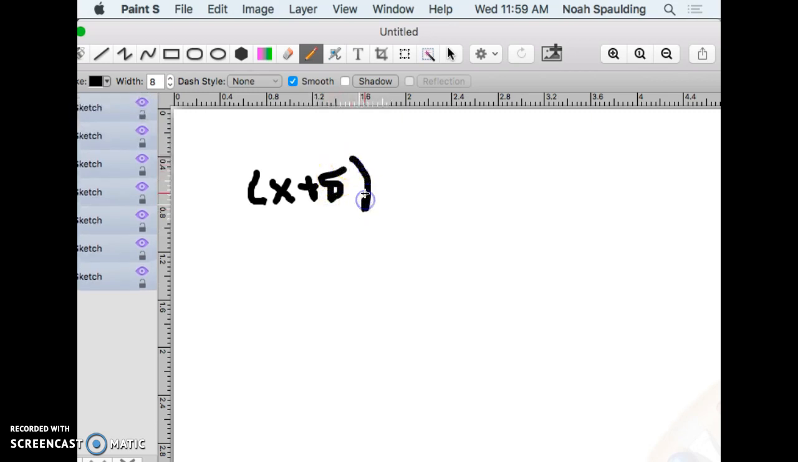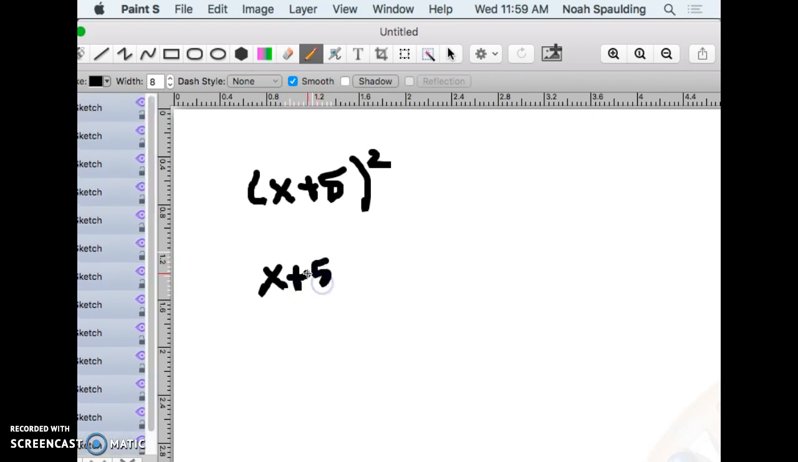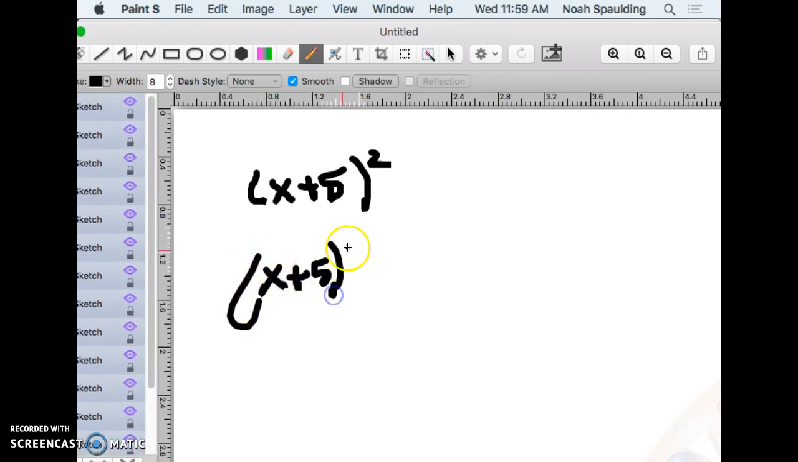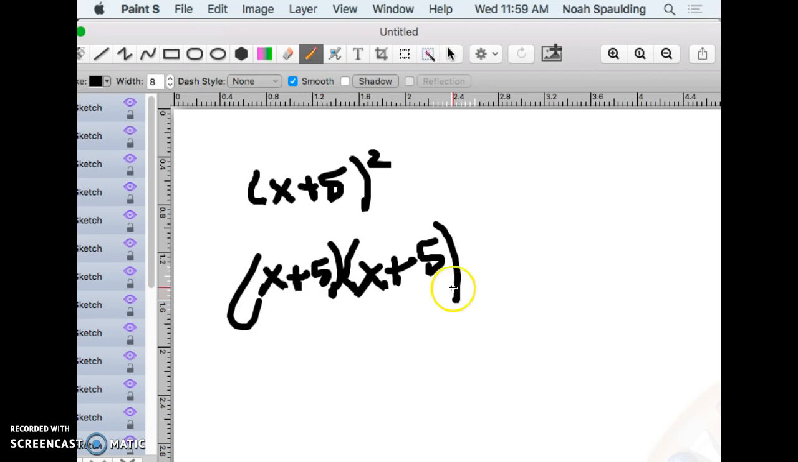Okay, you have x plus 5 squared. And x plus 5 squared really is basically you can just expand it to be x plus 5 times x plus 5. Once you have that, you can go ahead and FOIL it like normal. FOIL is just the first terms of each, so it's the first times the first, the outer times the outer, the inner times the inner, and the last times the last.